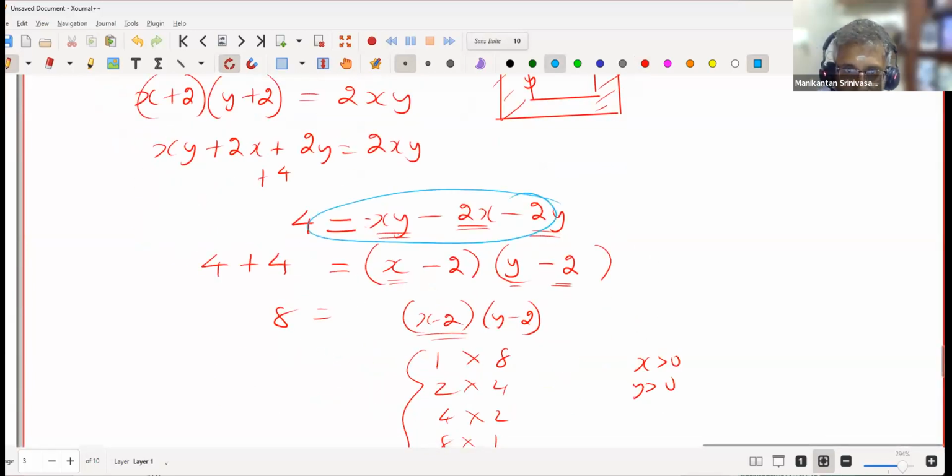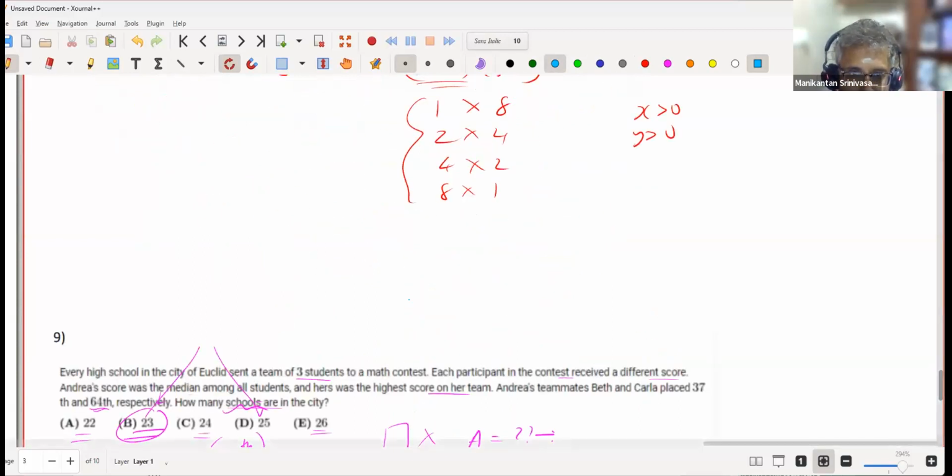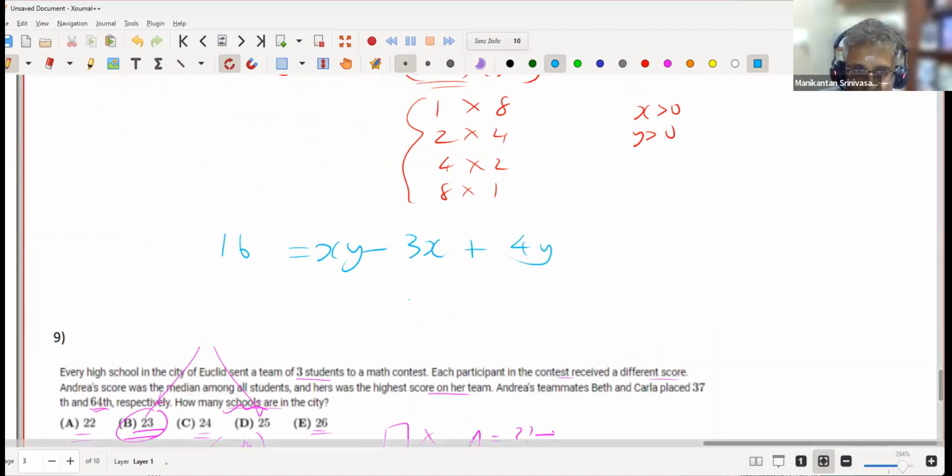So there can be another situation where, I'm just making up something, xy minus 3x plus 4y equal to 16 or something. Okay, I'll change the question later. So the idea is the same. I want to introduce an x and a y here so that I have an xy. And to have a minus 3x, I'll force that by putting minus 3 here. And to force a plus 4y, I'll put a 4 here.